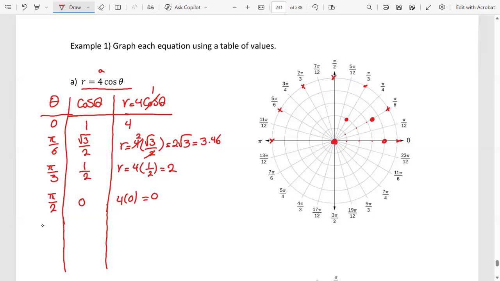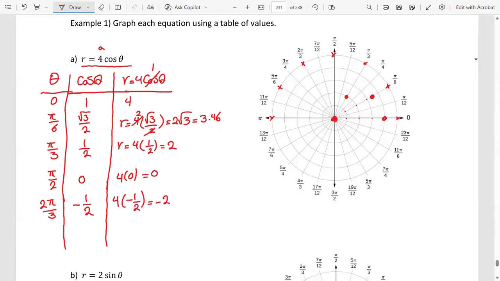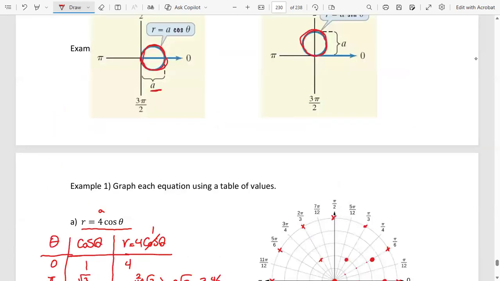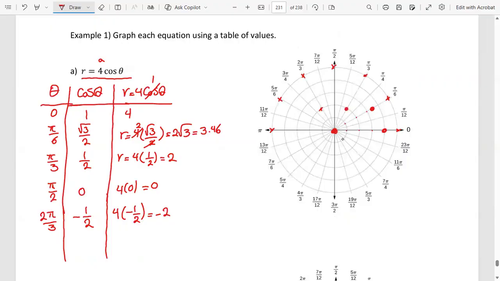If I replace theta by 2 pi over 3, I know that the cosine of 2 pi over 3 is negative 1/2. And r, which is 4 times negative 1/2, is negative 2. And we learned in the previous video that if r is negative, we have to find the point on the other side of the angle. So for 2 pi over 3, if r was positive 2, I would have a point over here. But since it's negative 2, I will have it on the other side, which is 1 and 2. Yeah, it's over here. That's the point.